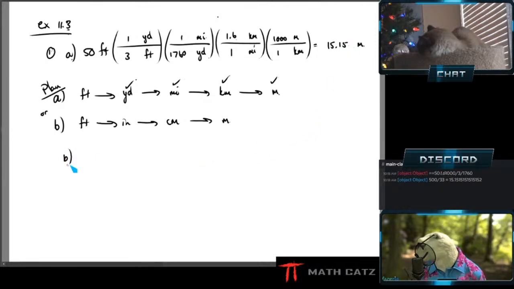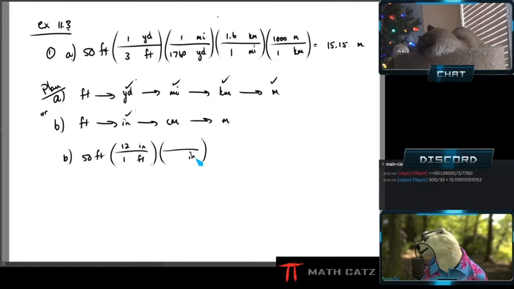I sort of have time. I want to do both. Let's do the B one. So now I have 50 feet. I want to go feet to inches. So that'll be 1 foot, 12 inches. Now I'm currently in inches. Then I want to go inches and centimeters. So 1 inch, 2.5 centimeters. Understanding that that's the commonly used conversion. It's not scientifically precise, but that's okay.